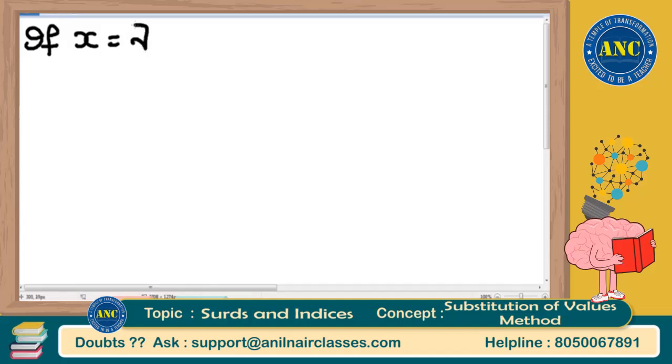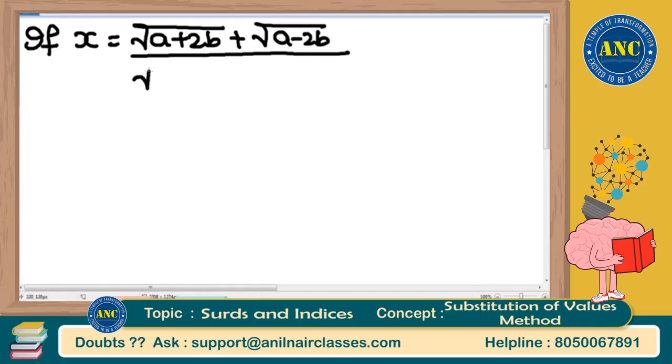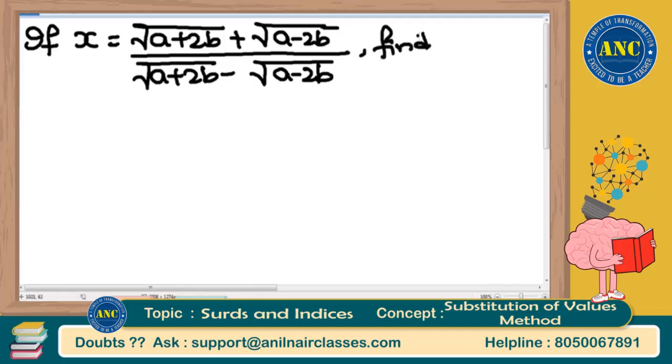If x is equal to square root of a plus 2b plus square root of a minus 2b divided by square root of a plus 2b minus square root of a minus 2b. If this is the condition which is given, then find the value of bx square minus ax plus b. Bx square minus ax plus b value we need to find.